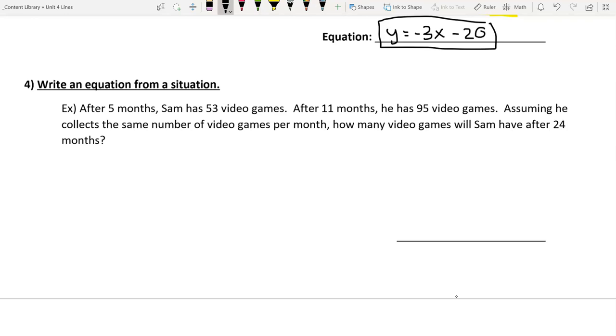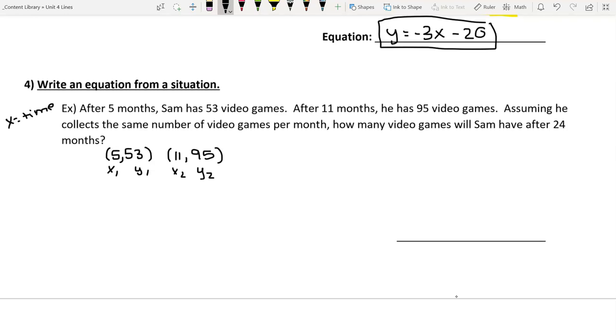But what I'm going to worry about is we've talked about this before. 5 months, 53 video games. We can write that as an ordered pair. Remember, x is usually time. So if you need to write that, write it. Okay, so I'm going to call 5 my x value and 53 my y value. You should be remembering this from slope. So try the other one. Pause it, try the other one. You should get 11, 95. And look, it's just like the past 4 problems we've done today.